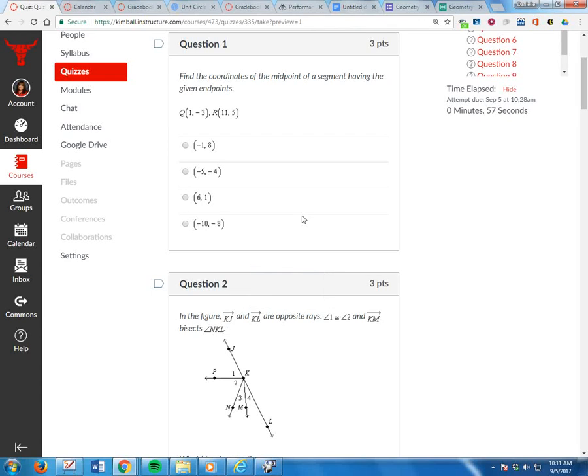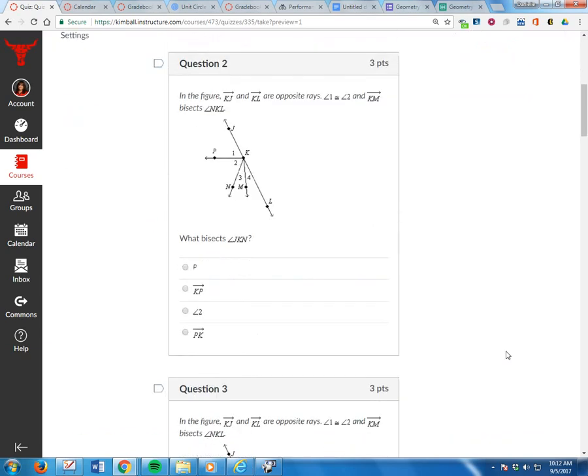So question 1, the midpoint, so it's just the formula. Average the x's, average the y's. So it's 1 plus 11, which is 12 over 2, so the x-coordinate's 6. Negative 3 plus 5 is 2 over 2 is 1, so it should be 6, 1. Questions on that one? Okay.